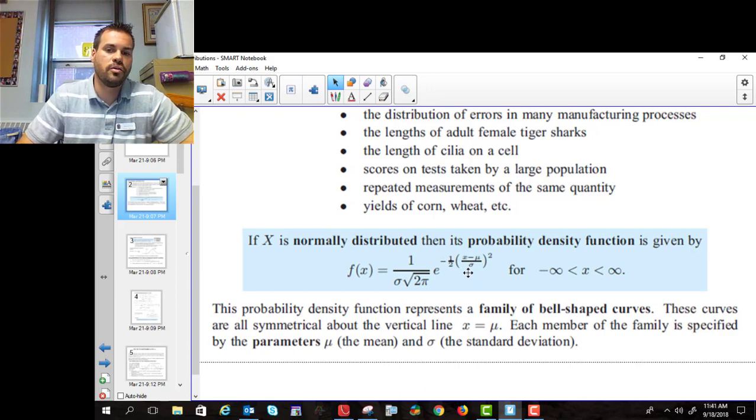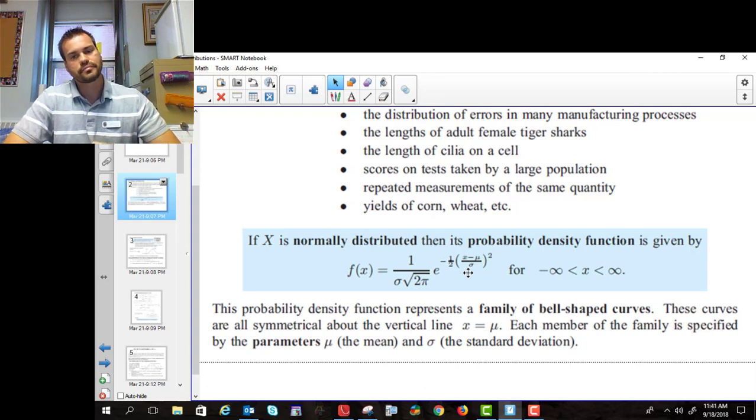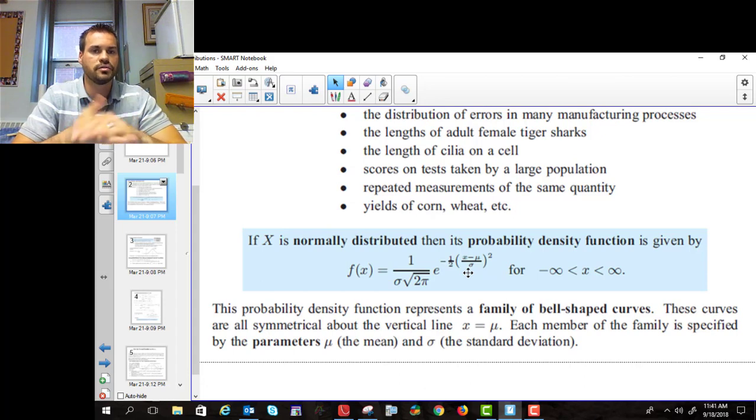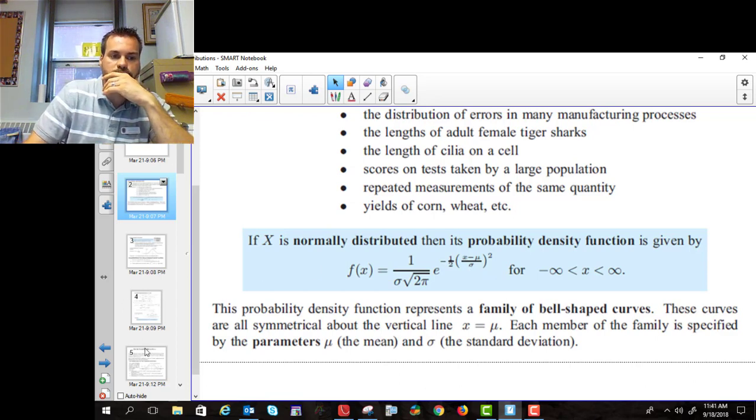So with binomial distributions, you had to know how many trials are you doing, that was n, and you had to know the probability of success. For a normal distribution, you have to know the mean and the standard deviation. It has to give you those 2 parameters. All right, so those are the 2 things you need to know. And once you know those 2 parameters, then you are good.